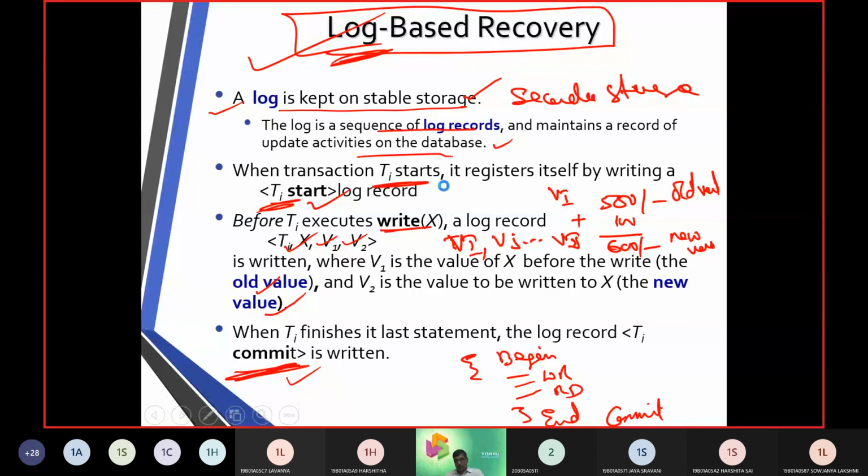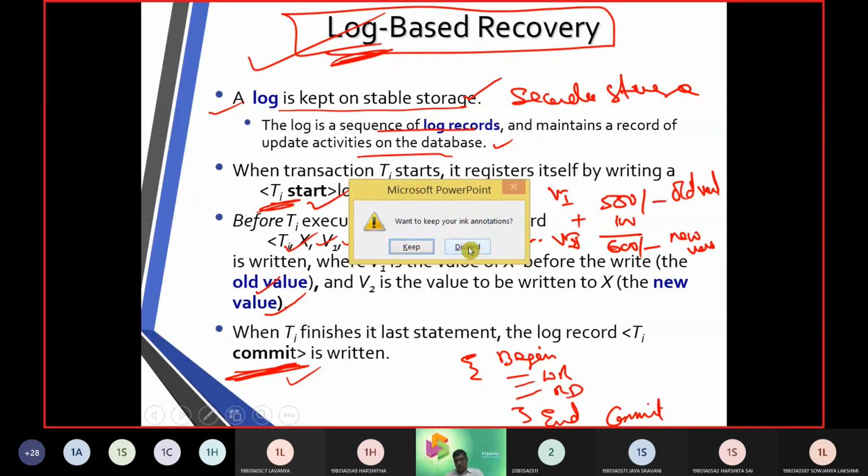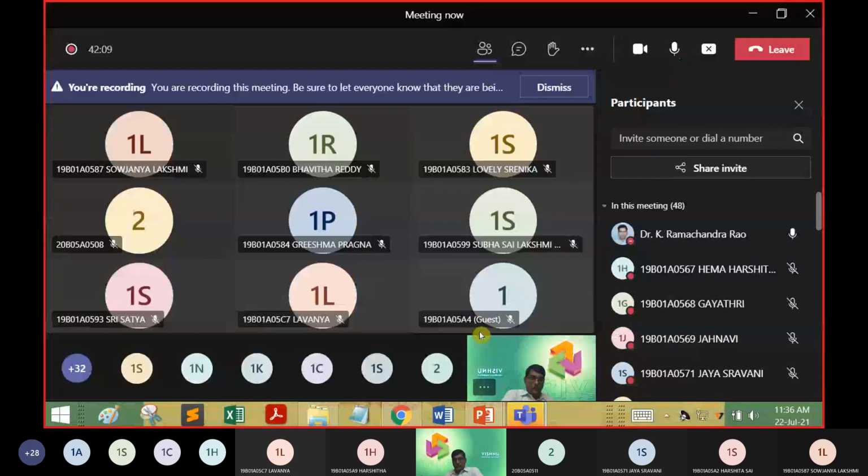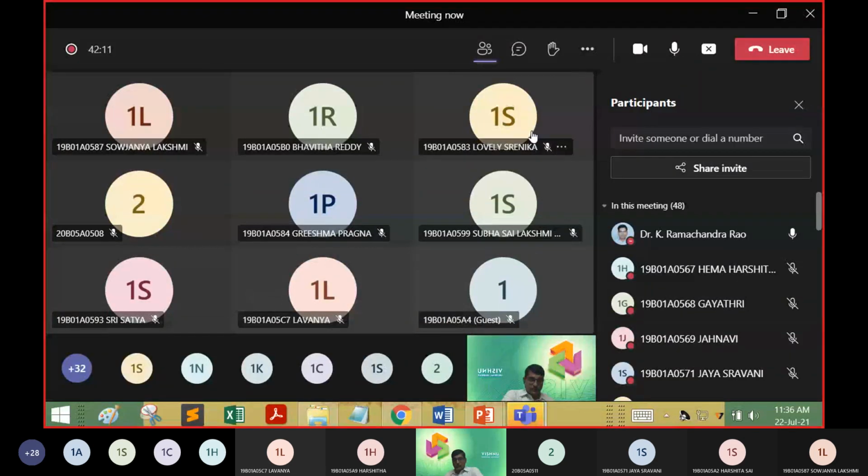So for today, we will pause our discussion at this point. In tomorrow's class, we will talk about log-based recovery with undo and redo operations, and thereby we will talk about the ARIES algorithm, etc.